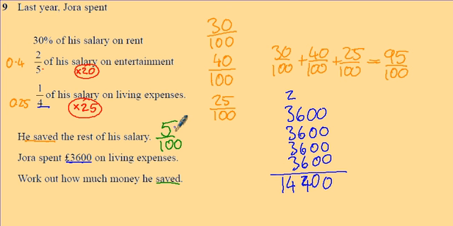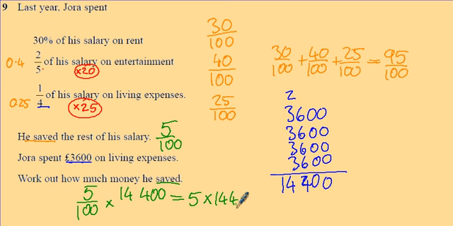I'm interested in finding 5 hundredths of 14,400. So my calculation is to do 5 hundredths of 14,400. Thinking to myself, I want to find an easy way through this. I think it might be easier first to divide by the 100 to leave me with 5 times by 144. Again, there are lots of different methods that you can take from here, some people choosing to do grid method, etc. Doesn't matter which one you pick.